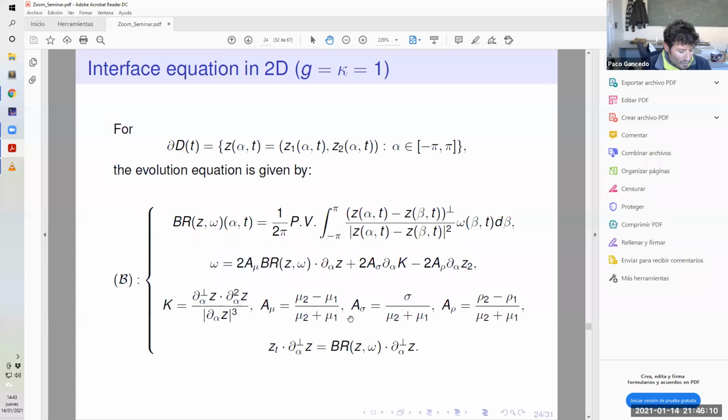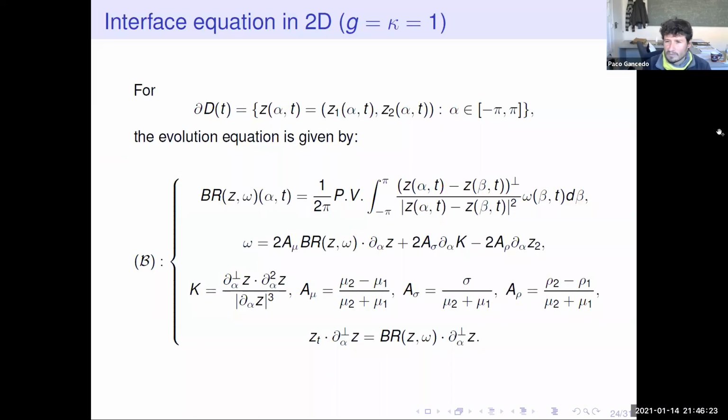Good. So let me go a bit quick on the free boundary equation. Let's put this better so it's seen better. Okay. So now I'm going to move to 2D. So 1D interface, one bubble. We see the flat bubble. And then this is the equation.